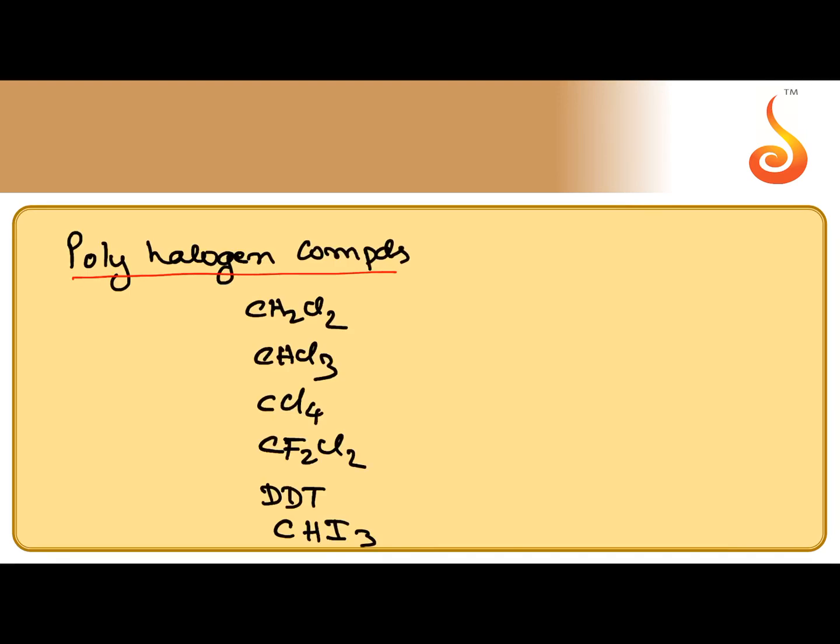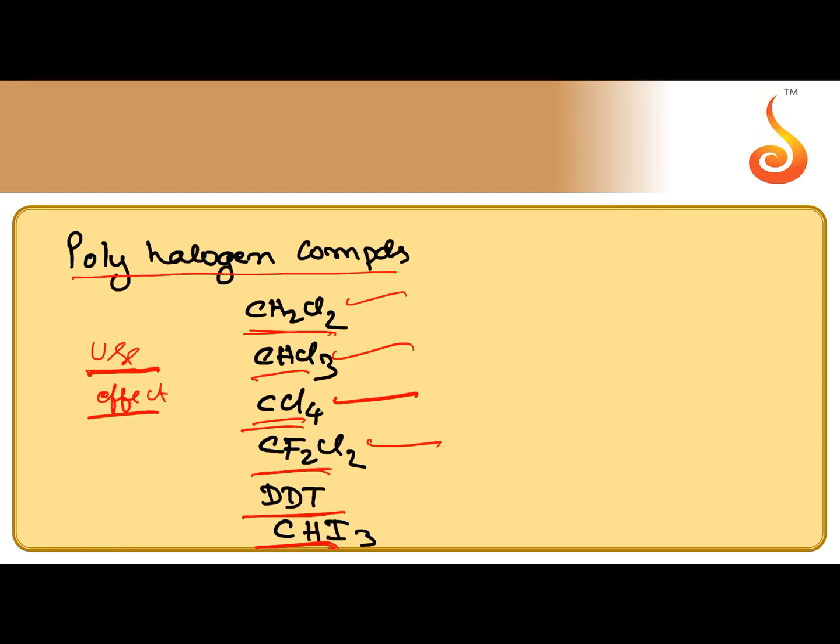Next, polyhalogen compounds. Halogen compounds in which more than one halogen atom is present in one molecule are called polyhalogen compounds. Examples: methylene chloride, chloroform, carbon tetrachloride, freons, DDT and iodoform. For each polyhalogen compound you have to learn at least one use and also one adverse effect.